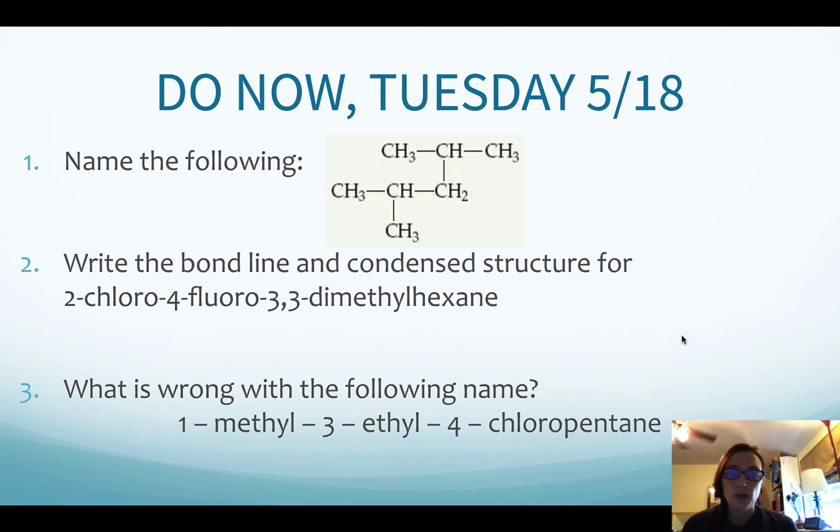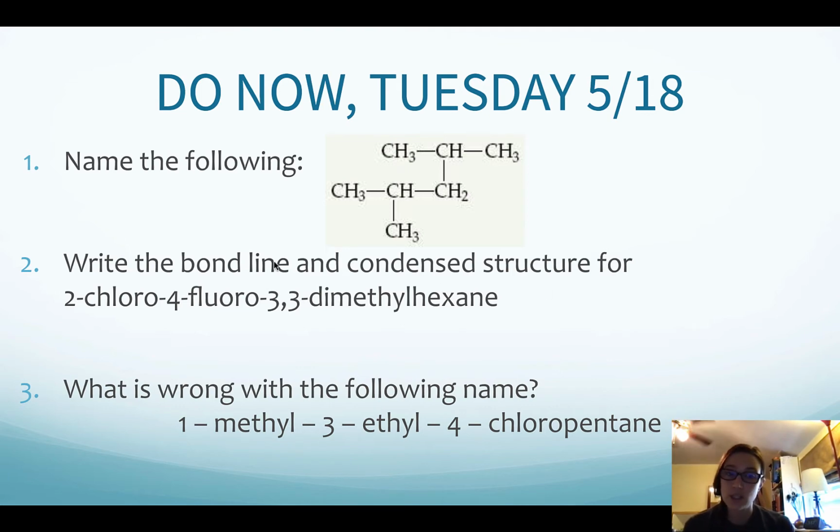For today's Do Now, we're going to continue to look at naming and writing the structures for alkanes. So for number 1, you're given a condensed structural formula. I want you to go through, find the longest chain, and name this alkane. For number 2, I want you to write both the bond line and condensed structure.